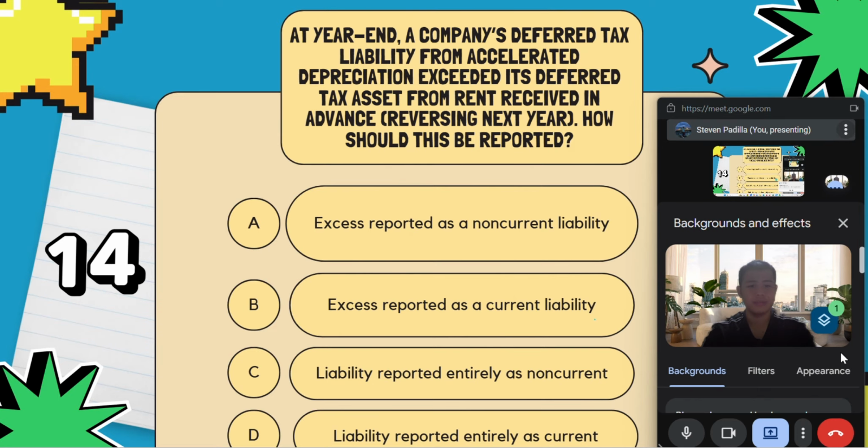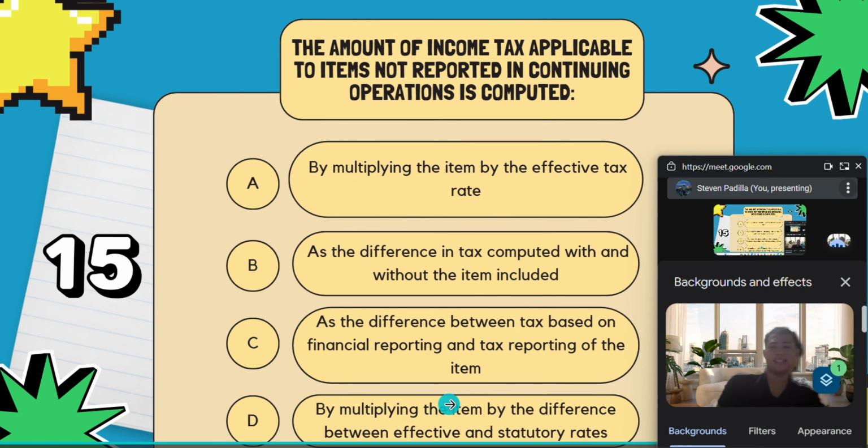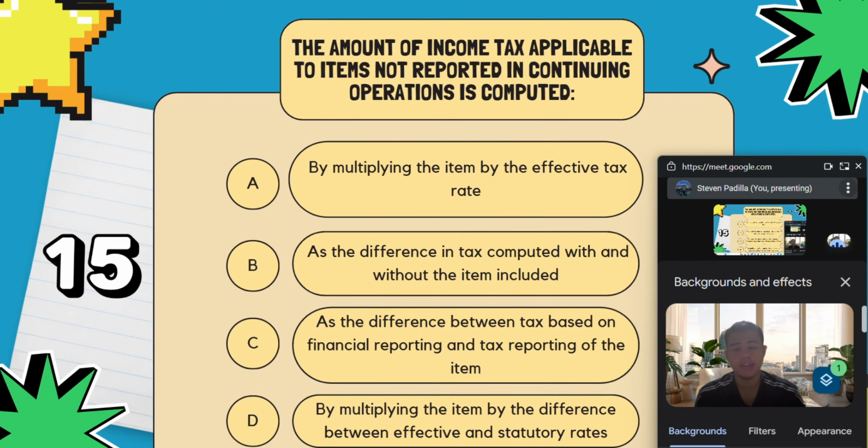Okay, let's proceed to number 15. The amount of income tax applicable to items not reported in continuing operations is computed at what? Which of the four choices do you think is the answer to this question? Well, first, let's dive in.